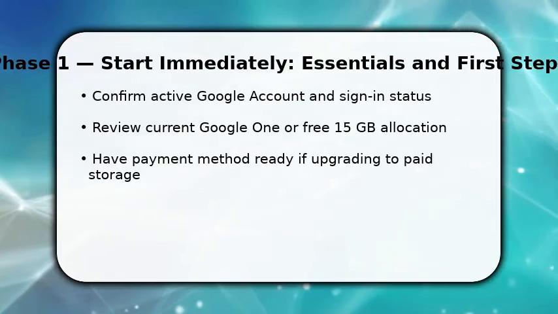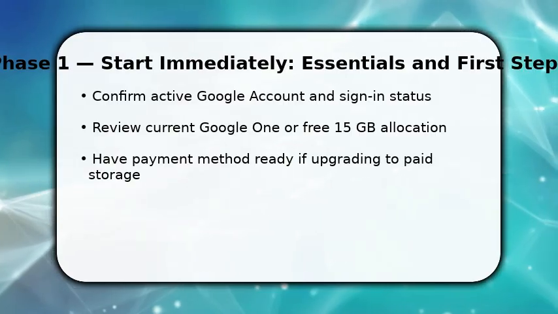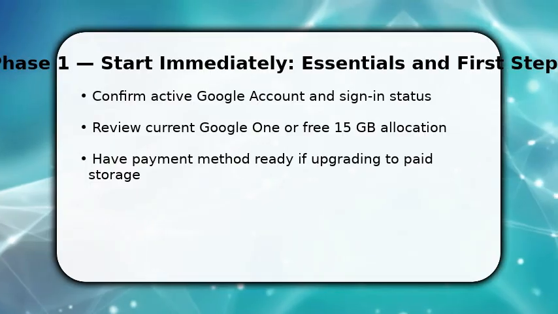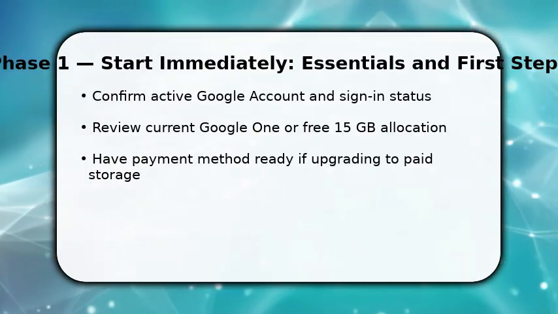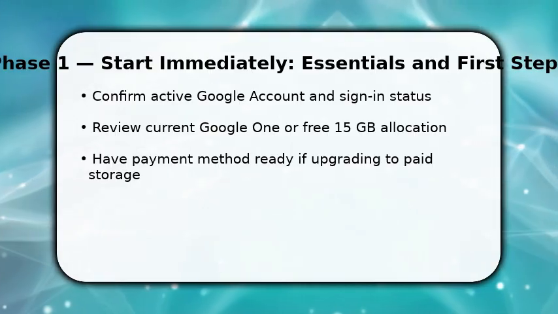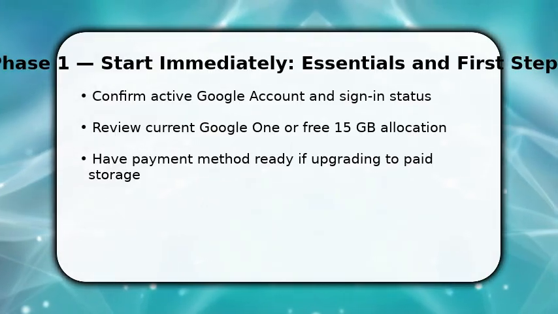Make sure a valid payment method is on file before purchasing. This avoids interruptions. Now, navigate to Google One or Storage Settings to begin the upgrade process, because choosing the right plan here sets how much room you gain and which features unlock.